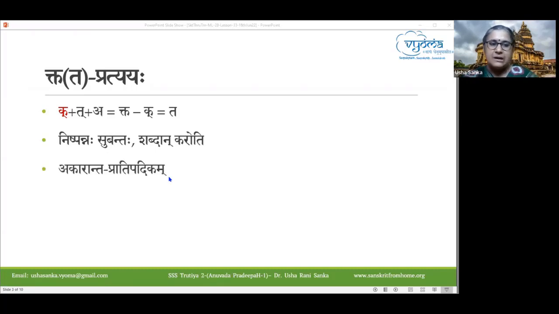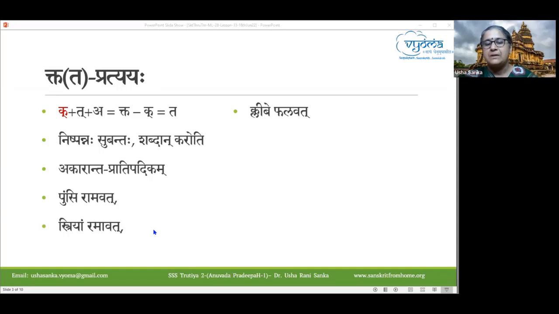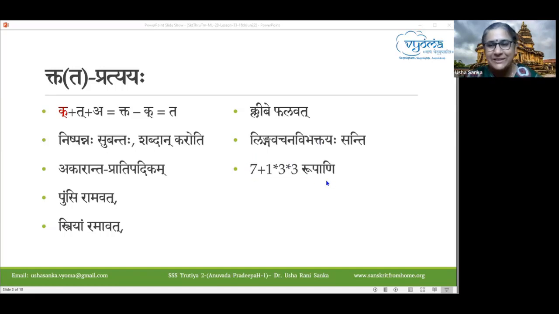Then the pratipadika is akarantam, as Bhagini has already told: Ramavat, and then Halavat. So in the three lingas, it is there. If three lingas are there, then what is going to happen? We will come to the next step. If one linga is there, if pratipadikam has formed, then vachana is there, then vibhakti is there. Linga, vachana, vibhakti come out. So 7 plus 1 into 3 rupas come out. So how many forms in total?